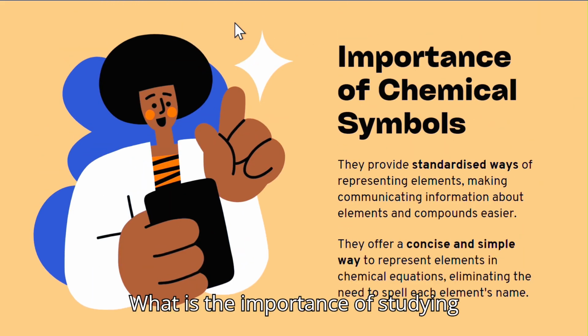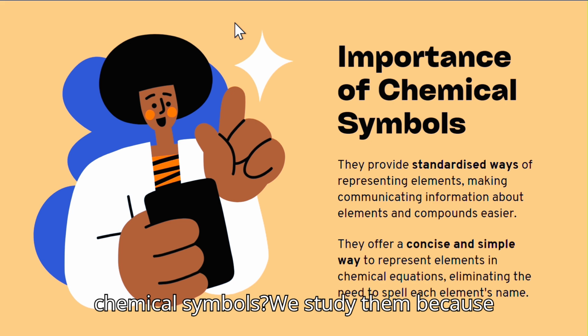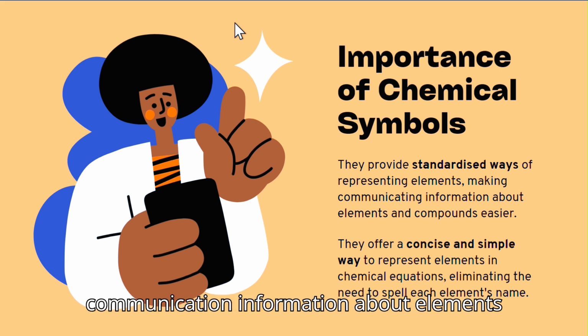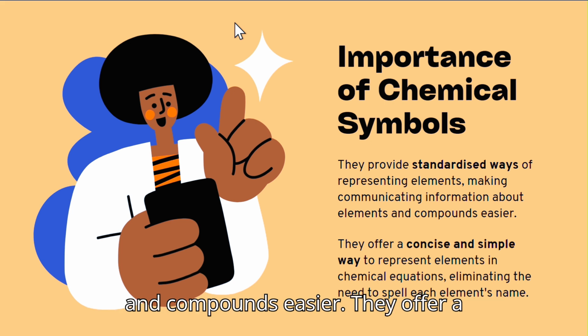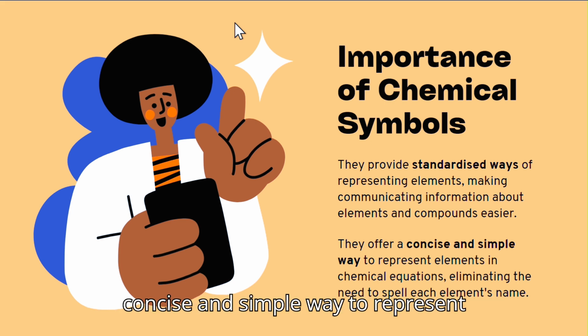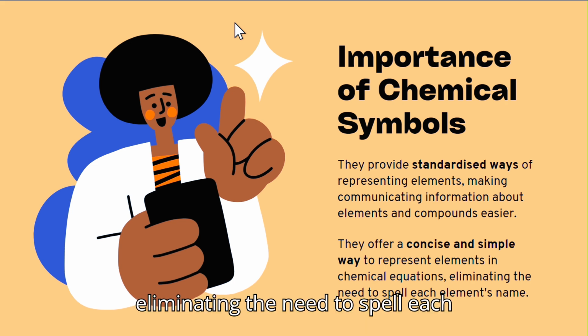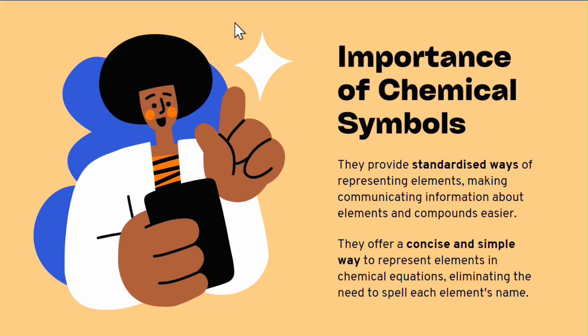What is the importance of studying chemical symbols? We study them because they provide us a standardized way of representing elements, making communication of information about elements and compounds easier. They offer a concise and simple way to represent elements in equations, eliminating the need to spell each element's name.